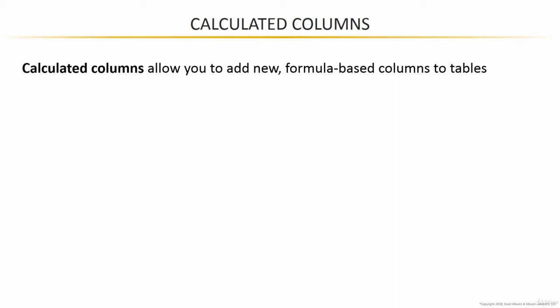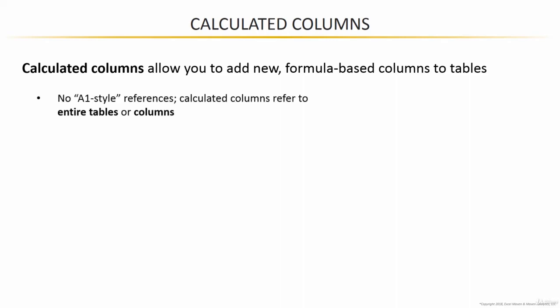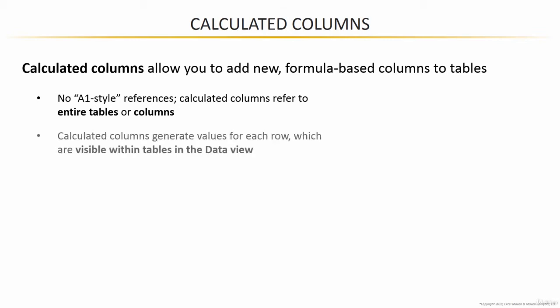A couple important things to note. Number one, there's no A1 style references. You can't point to cell D16 or cell B5. Calculated columns refer to entire tables or columns. Next, calculated columns actually generate new values for each row in the table, and those values are actually visible within your tables in the data view of Power BI.